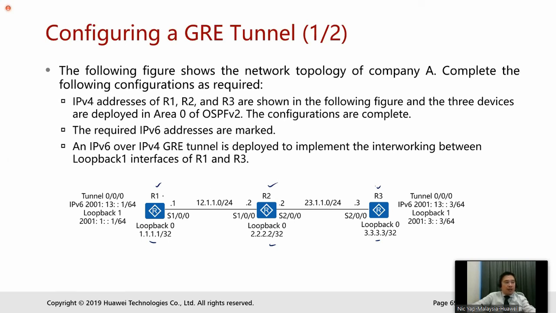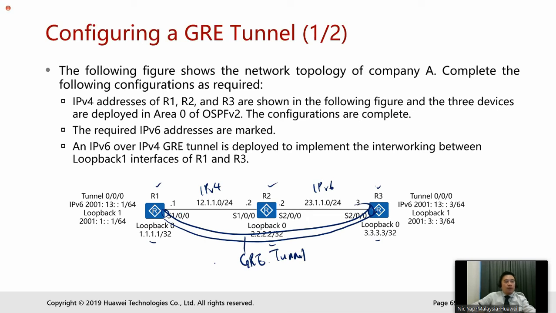You can see that between R1, R2, R3 they are not running any V6. This is IPv4. V6 is only between from this point up to this point. So we're going to build the GRE tunnels from R1 to R3, meaning from the source of 1.1 go to the destination of 3.3. That's the tunnel we're going to build. Under the tunnel interface, this is the IP address, the tunnel IP address and the loopback.